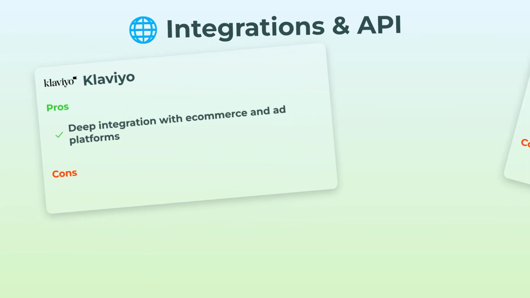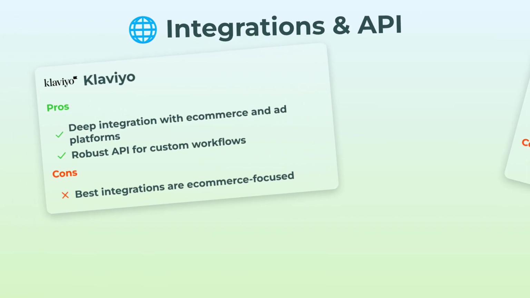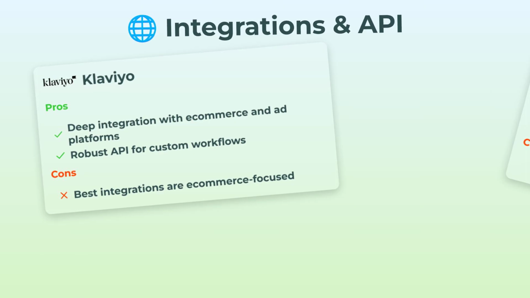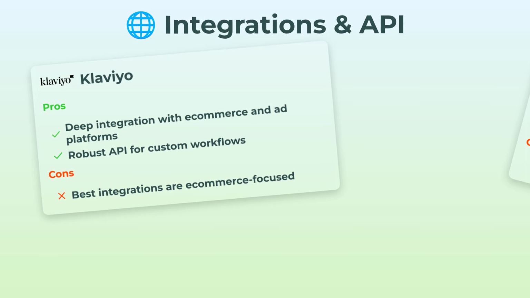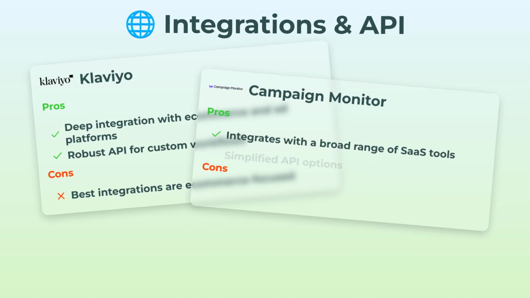Integrations and API. Klaviyo, we're talking super deep links to e-commerce platforms and even ad networks. Their API, it's robust. You can pretty much wire up anything you want, especially if you're thinking custom workflows for your store. Caveat, the absolute best stuff is mainly built for e-commerce brands.